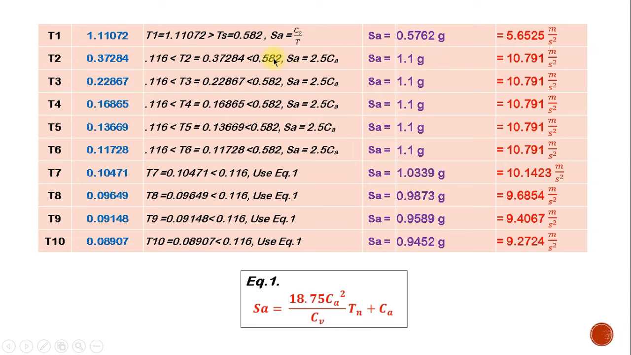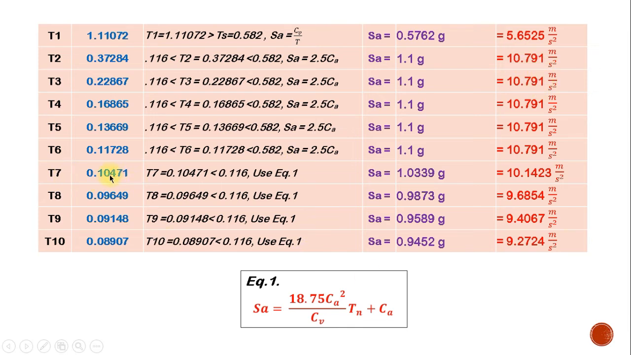So, since the same lang yung ating mode 2 hanggang mode 6 na SA, so 1.1 G lang lahat. So, if multiply it yung 1.1 sa 9.81 meter per second squared, ito na yung ating magiging spectral acceleration, 10.791 meter per second squared.